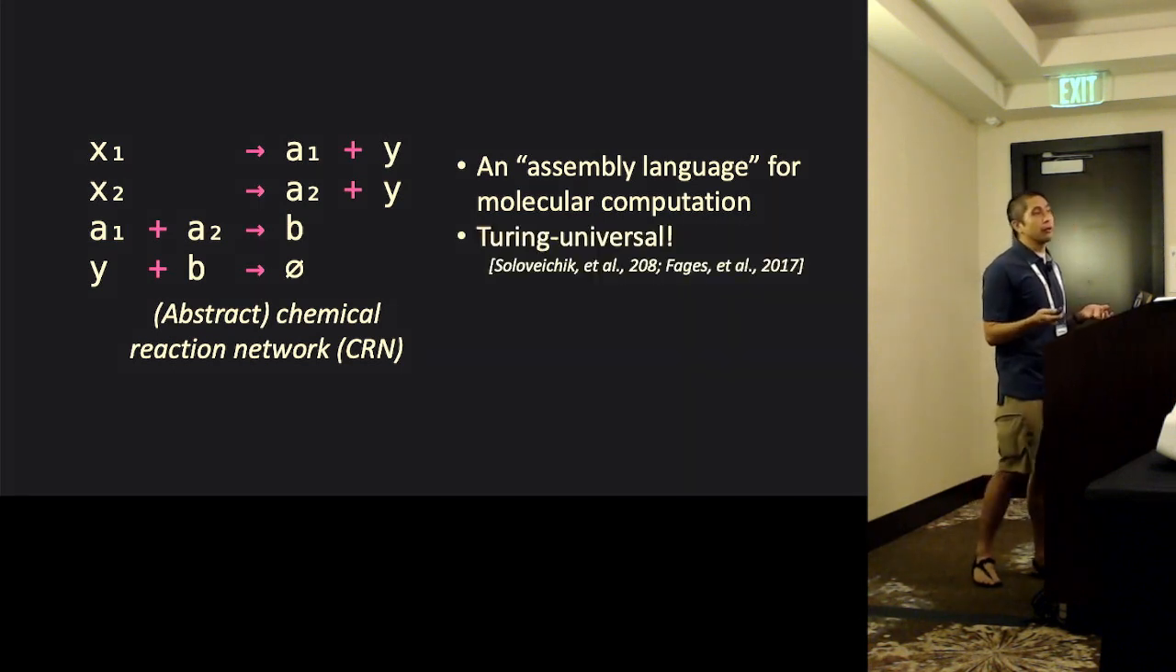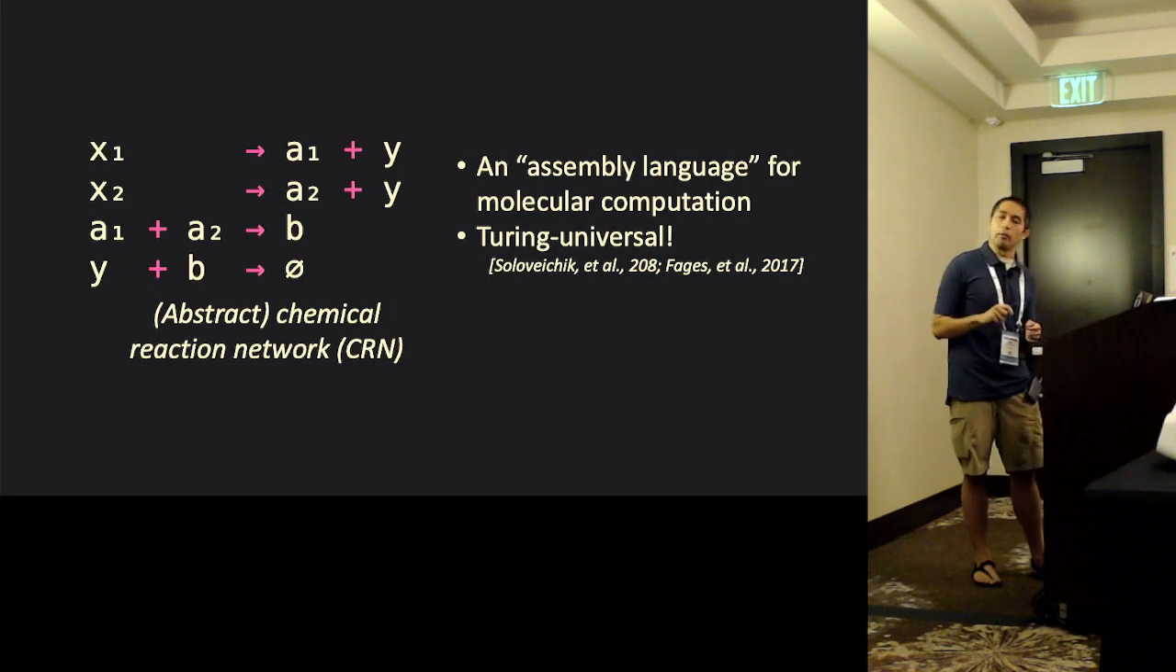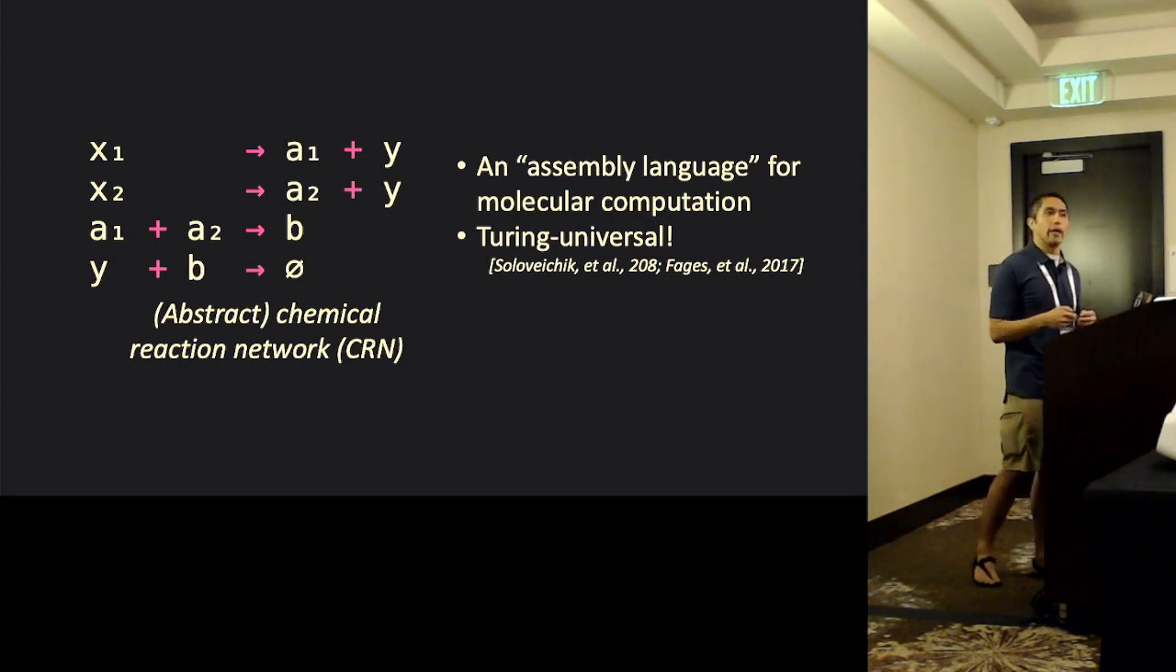It turns out they're Turing universal, both in their deterministic and non-deterministic variants, which I'll talk about briefly later on. So we have this very rich potential for computation using this model, right?